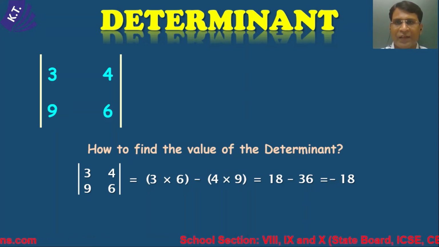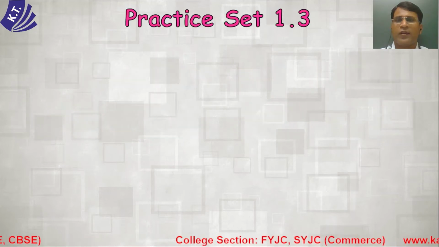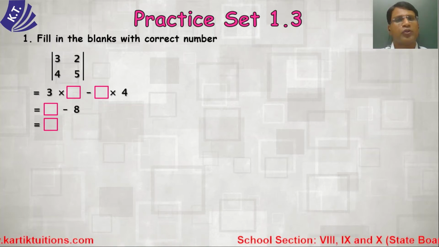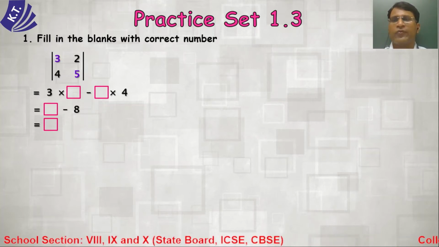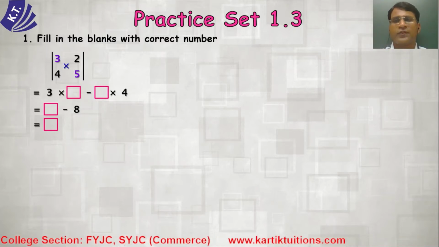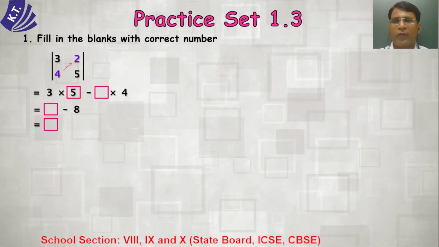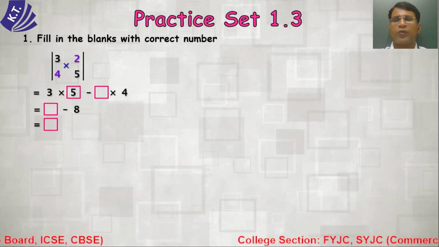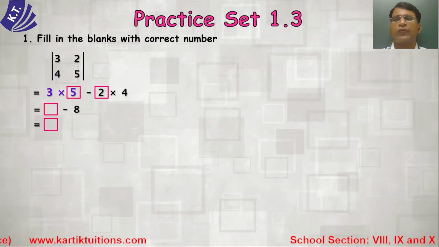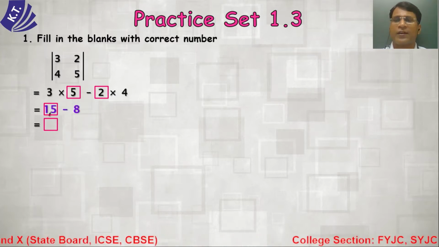Let's have a look at one activity question from the exercise. I have taken a sum from exercise 1.3, the very first question. Now, it is a determinant, so again we have to remember chokri. Now we need to multiply 3 with 5, so it is 3 into 5. 3 is already given, so what is missing? 5 is missing, so in the first box we'll write 5. Then 2 into 4. Now if you observe, 4 is already given, so what is missing? 2. So in the second box we'll write 2. Now 3 5s are 15, so our next box will have 15. And 15 minus 8 gives us 7. So this is 7.